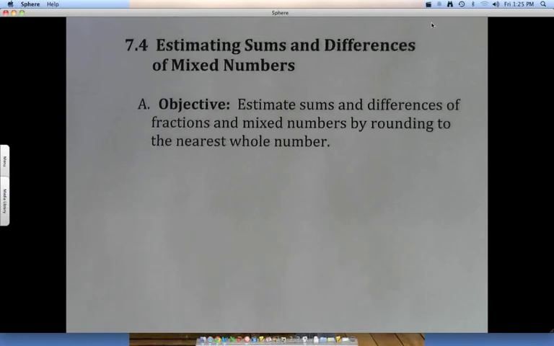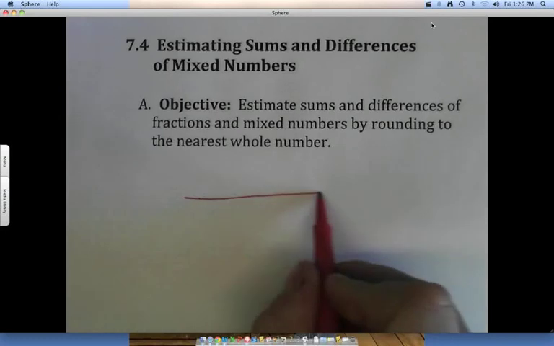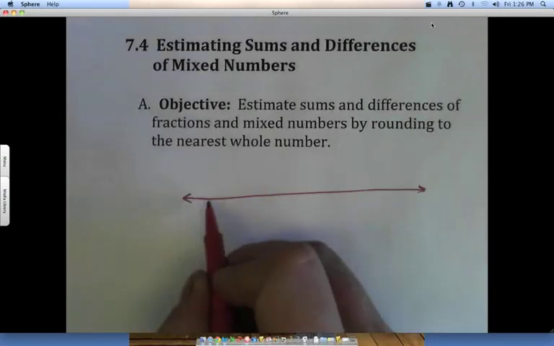The objective for this lesson is to estimate sums and differences of fractions and mixed numbers by rounding to the nearest whole number. Now I will show you two ways in which you can do this. The first way is by looking at a number line. Visuals are always good, especially in math.